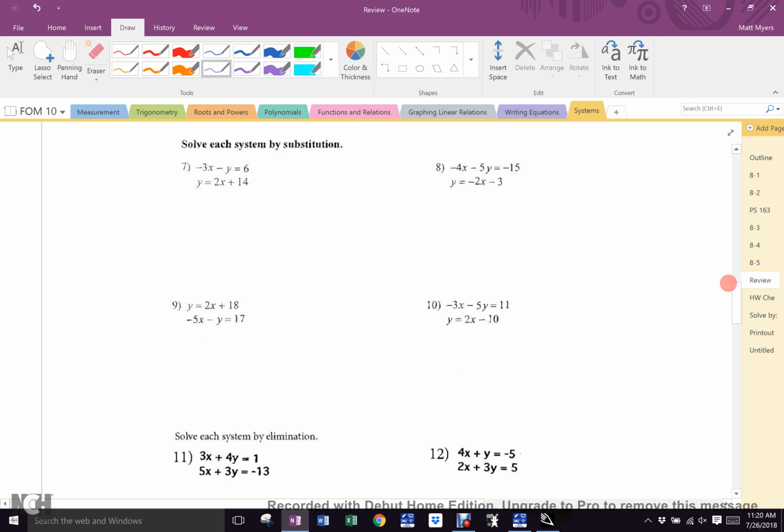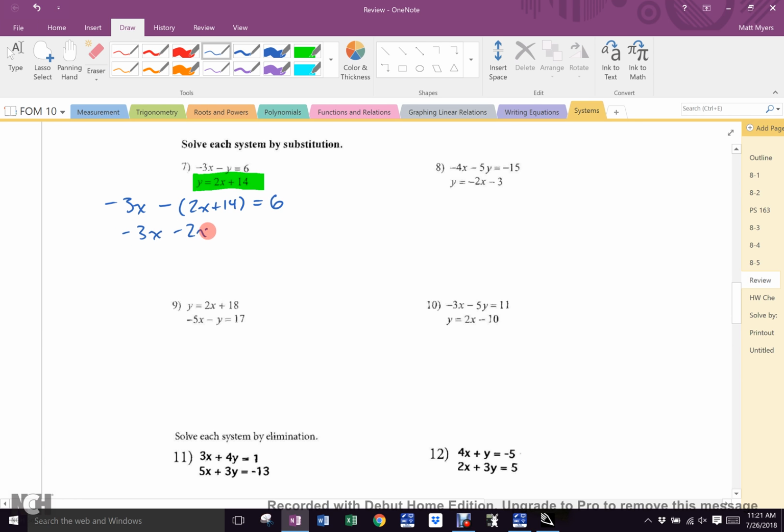Now, remember, I said normally I do not care how you solve a system, but I want you to be able to use all 3 methods. So for these 4, I specifically asked you to do substitution. And for 3 of them, it's already set up for you. You didn't even have to move anything. That says y is 2x minus 14. So -3x minus 2x plus 14 equals 6.